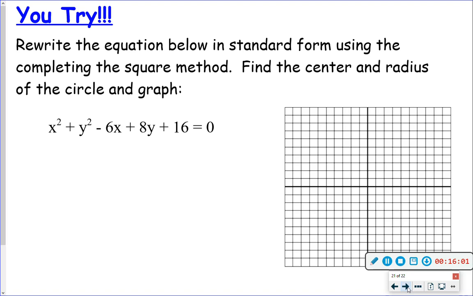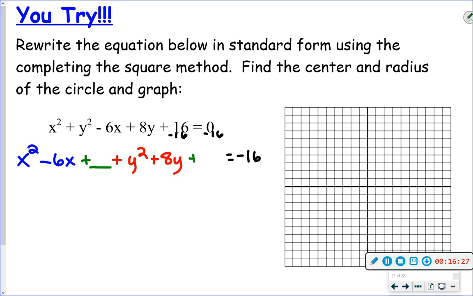So same deal, I'm going to reorder: x squared minus 6x. I'm going to leave room. And I'm going to put the y squared, the 8y, and I'm going to move the 16 to the other side and just get it out of the way. So first get it in the correct order. Now you're ready to do your completing the square.